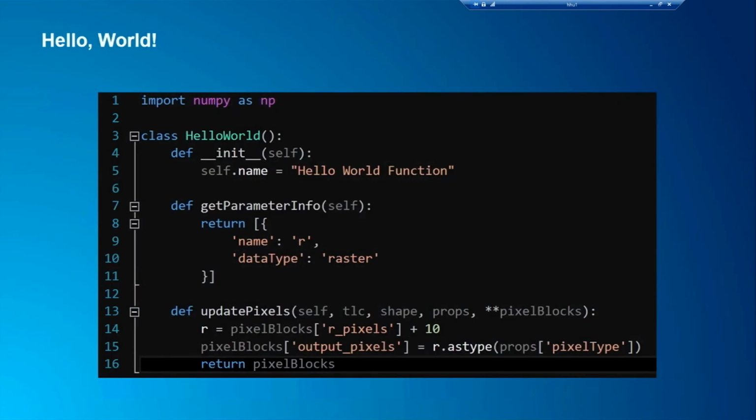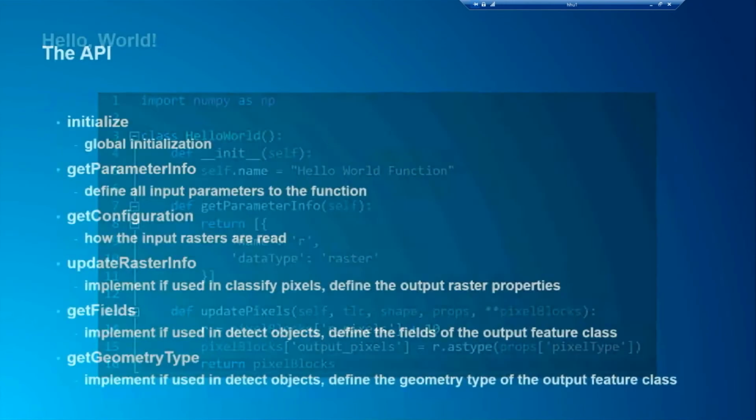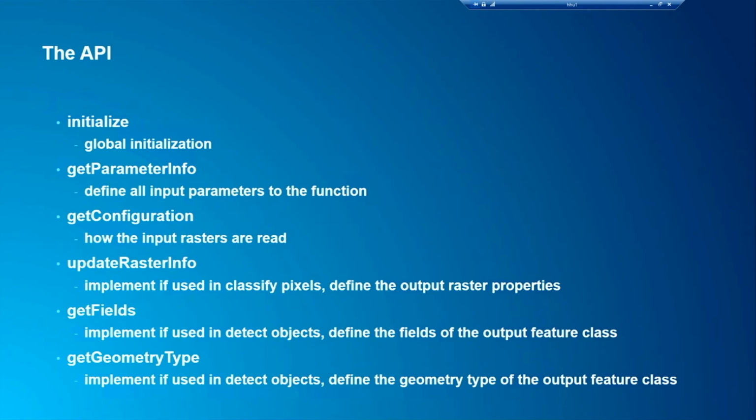Besides the three APIs I have here, there are actually a lot of APIs you can implement. Some common APIs are listed here. With getParameterInfo, you define your parameters, and with getConfiguration, you declare how your input raster should be read. If you want your Python raster function to output a raster, you need to implement updateRasterInfo, and that defines your output raster pixel type, number of bands, those kinds of properties.